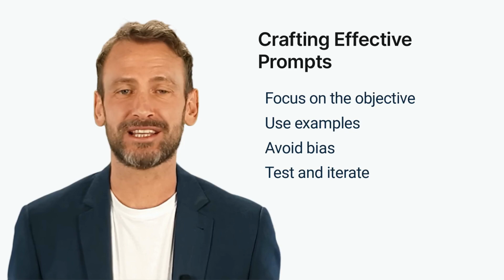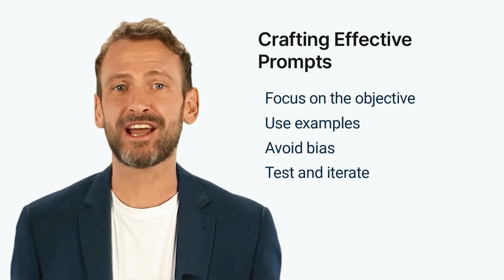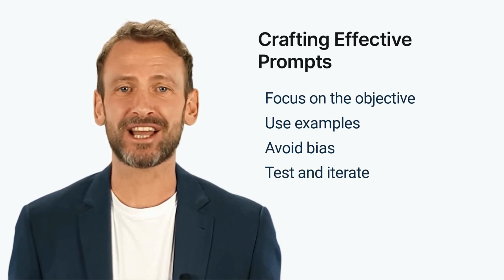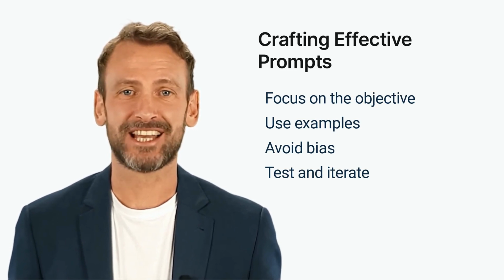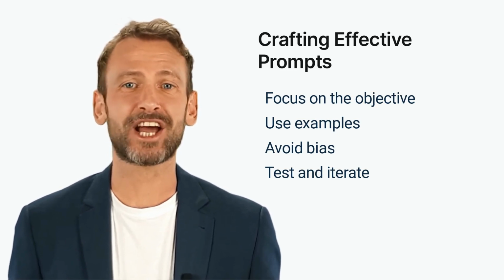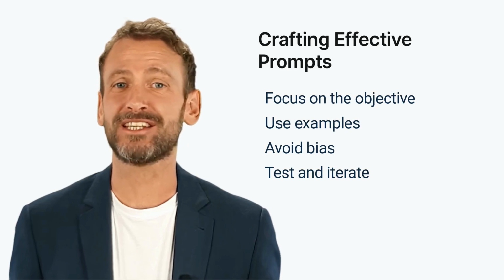Use examples. Providing examples of the type of content that is desired can help the AI model understand the context and produce more relevant content. Avoid bias. Avoid using language or terminology that may be biased or offensive.